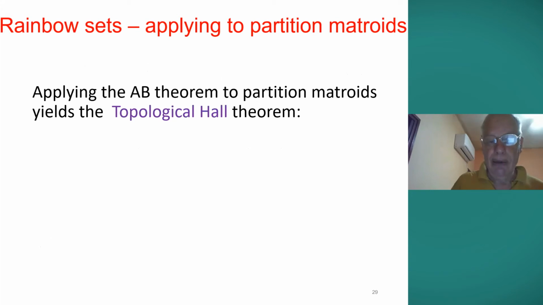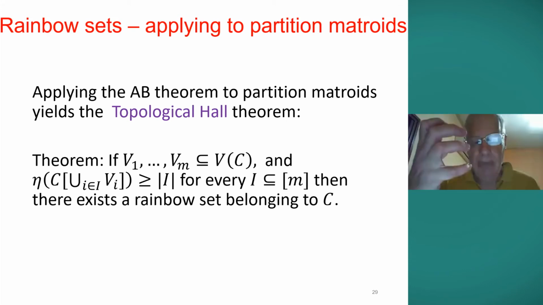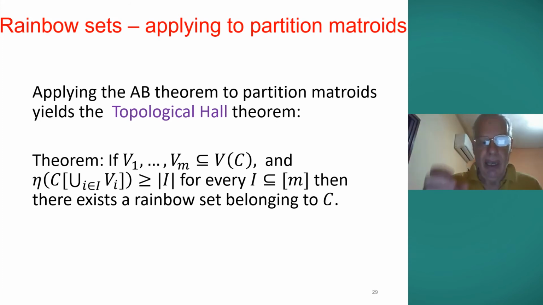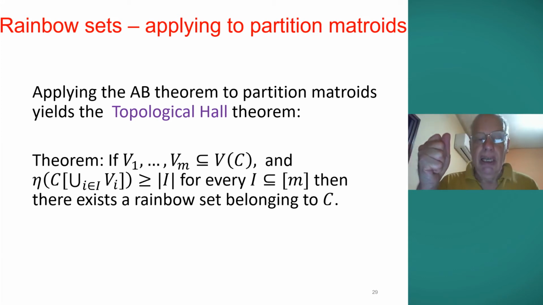And if you apply the theorem with Berger to partition matrices, you get the following topological Hall theorem. If you have sets V1 up to Vm, and eta of the union of any k of them is at least k, then you get a rainbow set for these sets V1 up to Vm belonging to the complex. Let me just mention, perhaps some of you know Rado's theorem, which is the matroidal version of Hall's theorem. This is just the same flavor, a generalization of Rado's theorem.